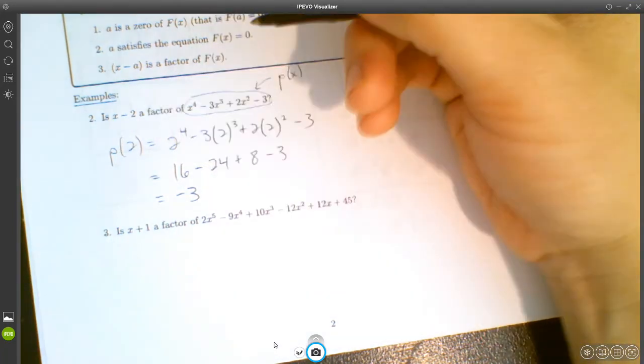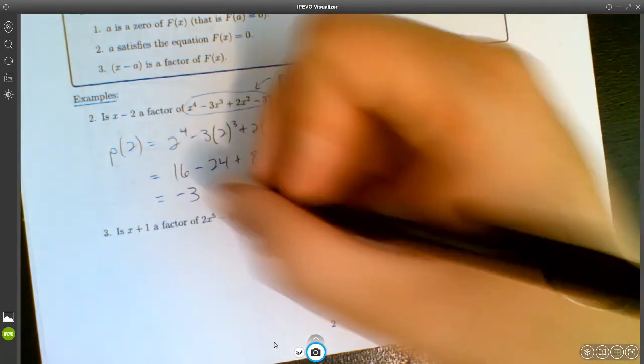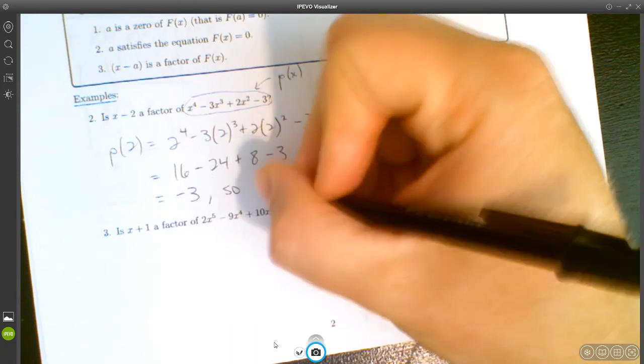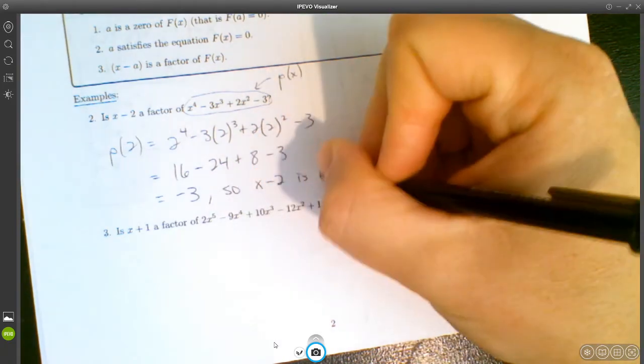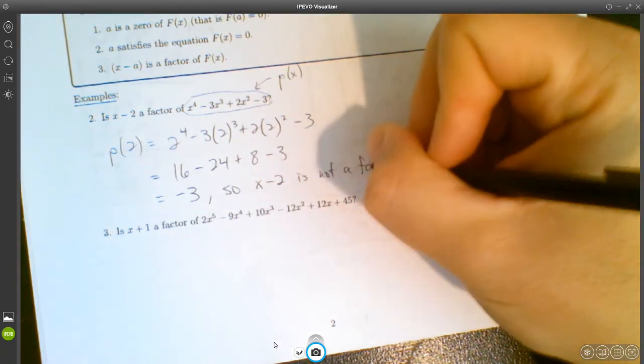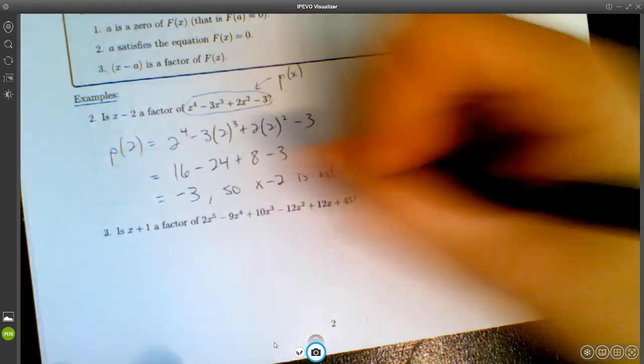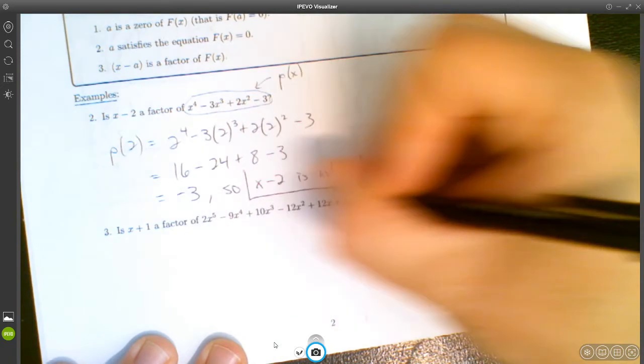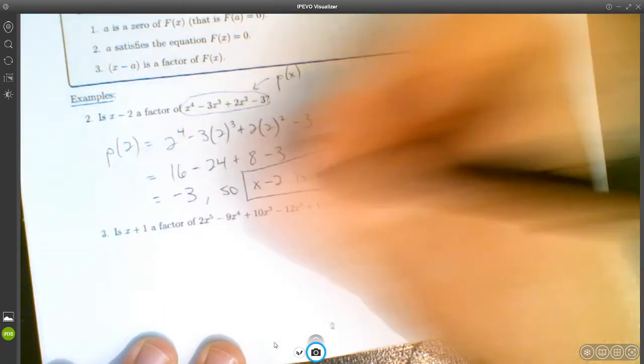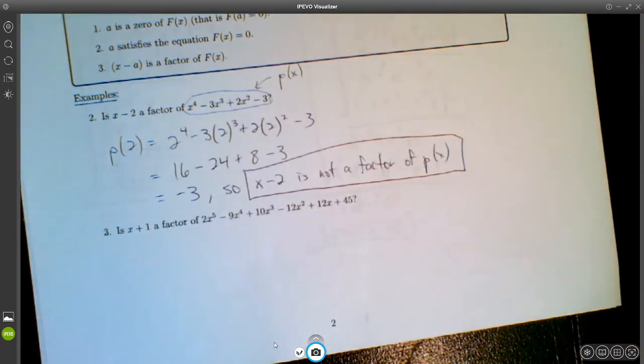So is x minus 2 a factor of this polynomial? No, right? It's not a factor of p of x. Okay, let's look at another one.